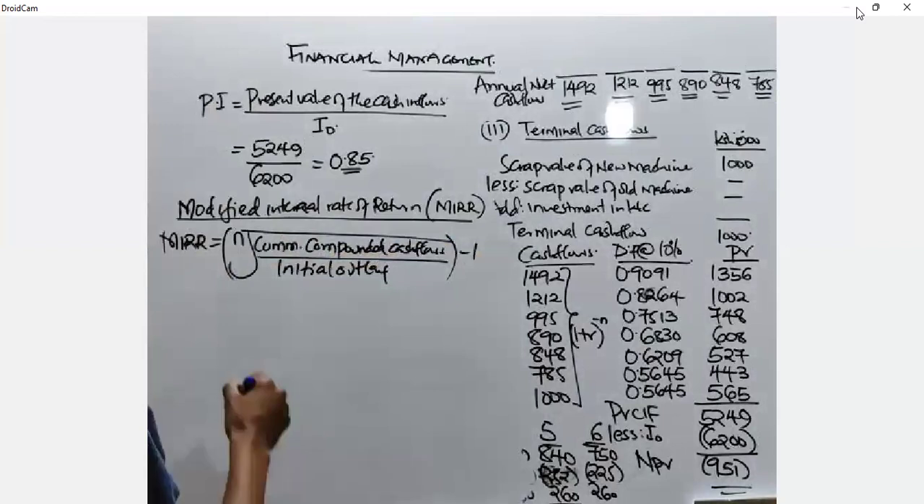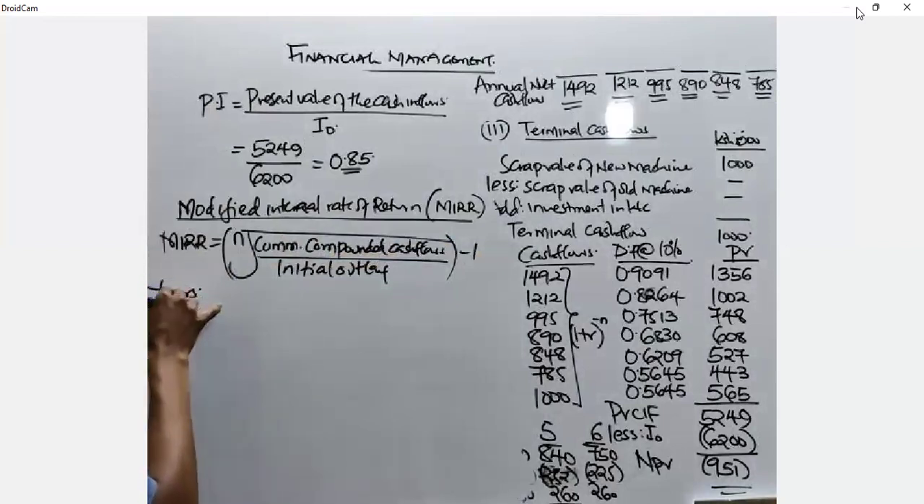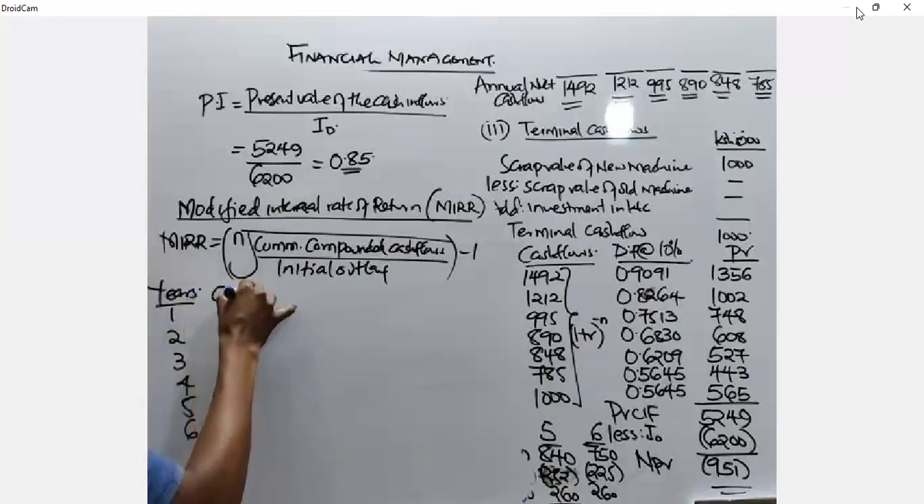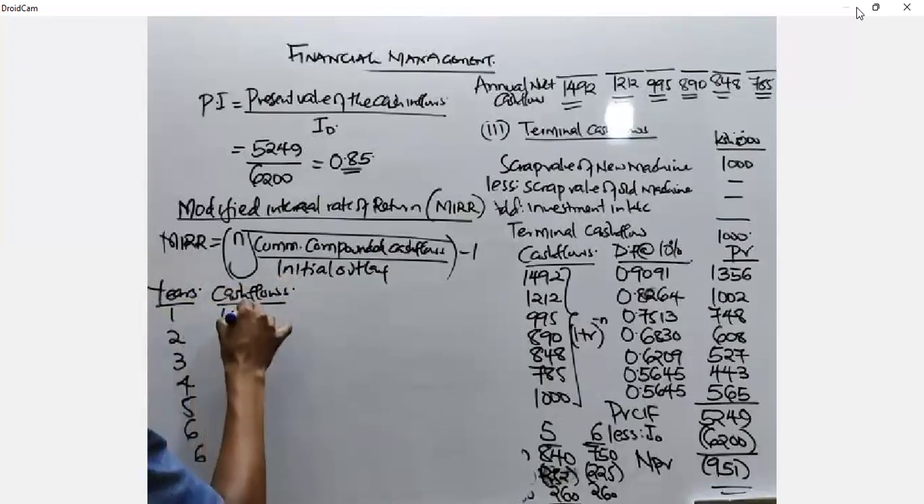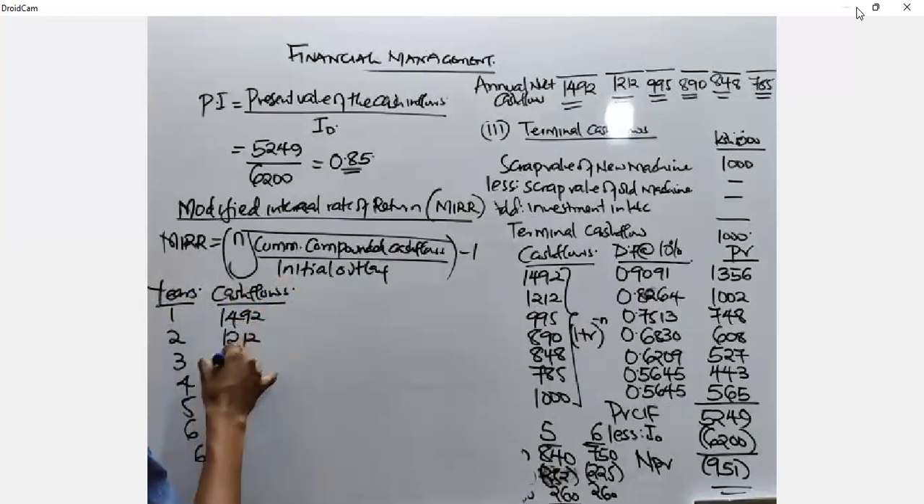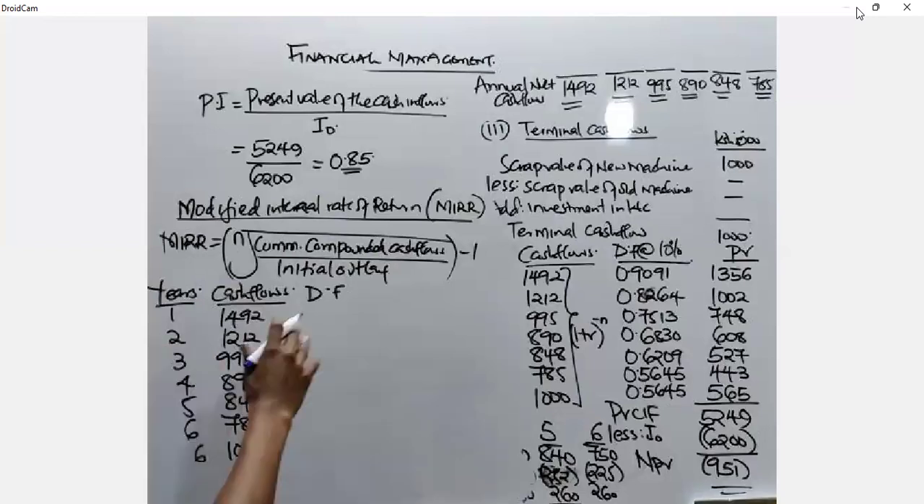Now, take the number of years. We are using the current illustration. We have 1, 2, 3, 4, 5, 6. Then we have our cash flows. So how much are your cash flows? 1492, 1212, 995, 890, 848, 785, then we have 1,000. Remember your discount rate. The rate of ours is 10%.